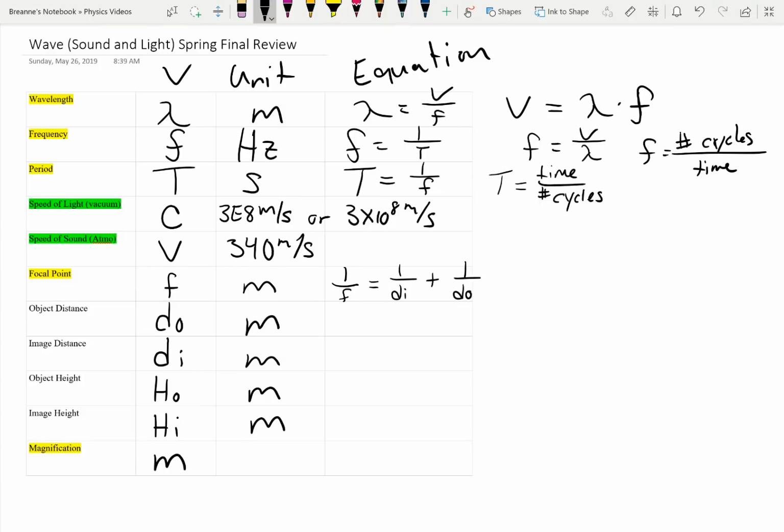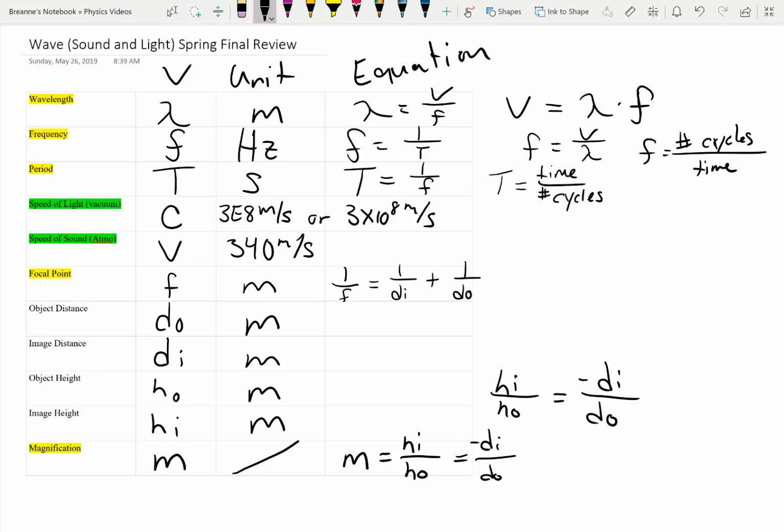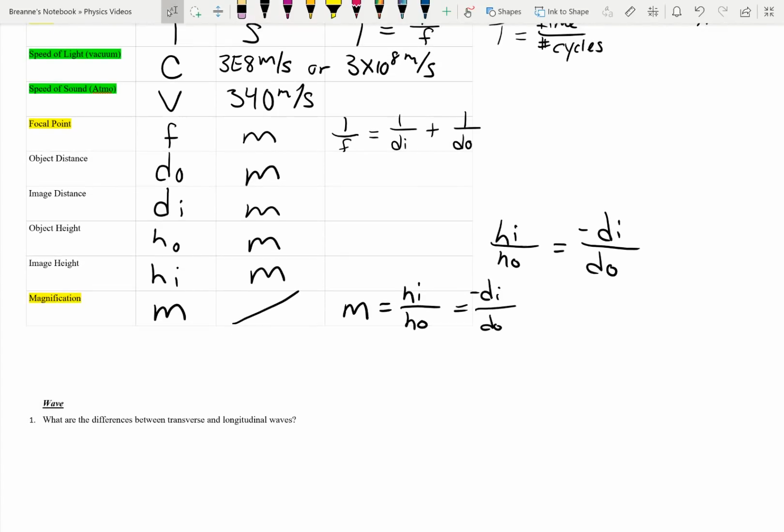Magnification is represented with an m. There's no unit for magnification, and you do have an equation that goes with that. You have your m equals, and we use lowercase, not capital. I do apologize about that. So hi over ho equals negative di over do. Of course, you can manipulate any of that to solve for your object height or image height. So it'd be hi over ho equals negative di over do. You just take off the magnification part.